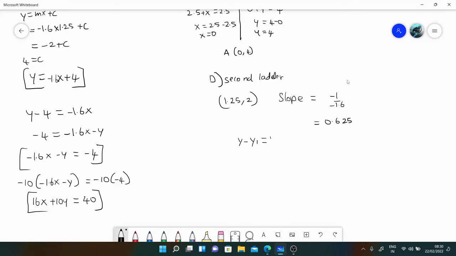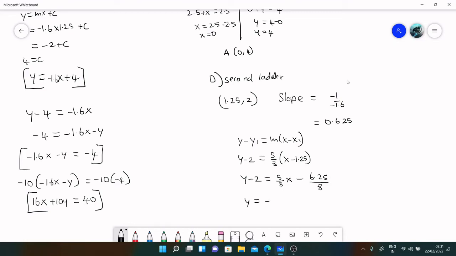Y minus y1 equals m x minus x1. Y minus 2, I'm taking these values because that's the only point we know, but we know a slope. The slope, let's convert it into fraction. 0.625 is basically 5 by 8. X minus 1.25. So it will be y equals 5 by 8. First we need to actually, we forgot a step. Y minus 2 equals 5 by 8x, and then minus 6.25 by 8. Just need to multiply these two.